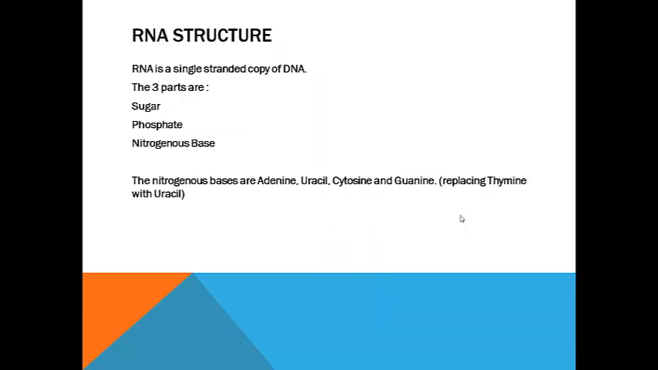RNA, on the other hand, is a disposable copy of DNA. It's single-stranded, and it has 3 parts also: sugar, phosphate, and nitrogenous base. Okay, the difference in RNA is that the nitrogenous base thymine is not available. So the base pairs are adenine pairs with uracil, cytosine pairs with guanine. So uracil replaces thymine.